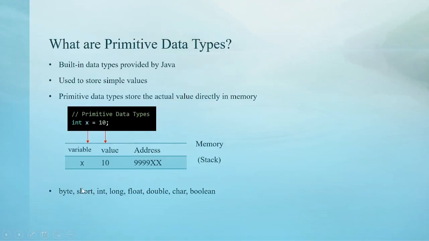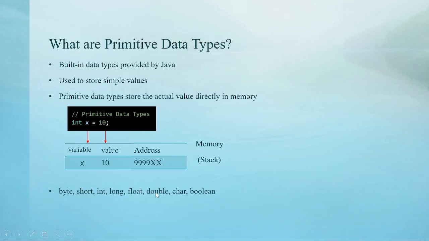For example, if I want to store a person's age, I can use a number type. The number data types are byte, short, int, long. If I want to store a salary or a price, we can use a decimal type. The decimal data types are float and double.